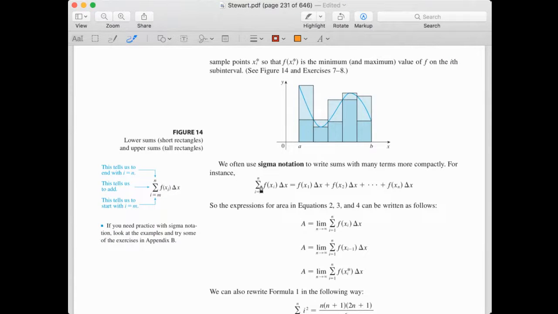For the finite sum, we use sigma notation. When we talk about finite sums, we use sigma notation. Oh, sorry, we're out of time. Okay, we'll talk about this next time.